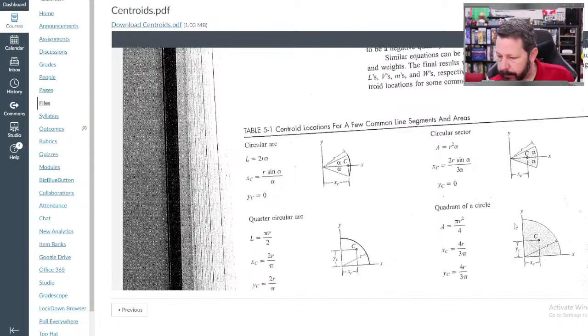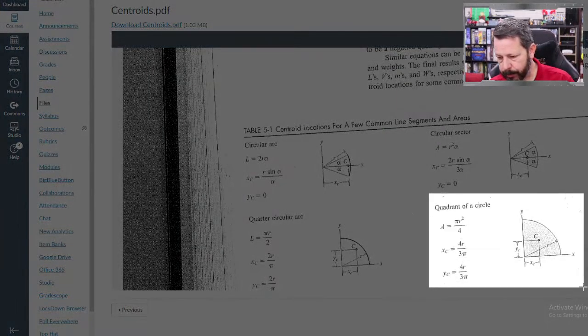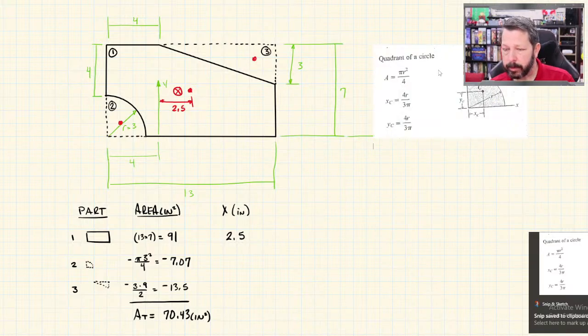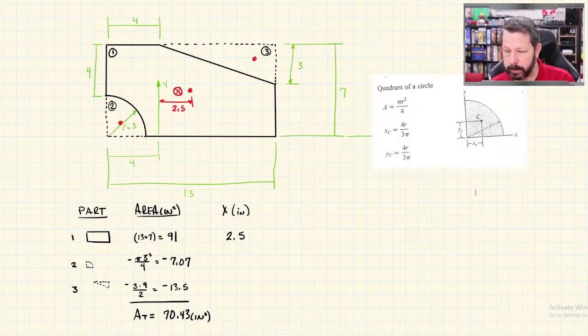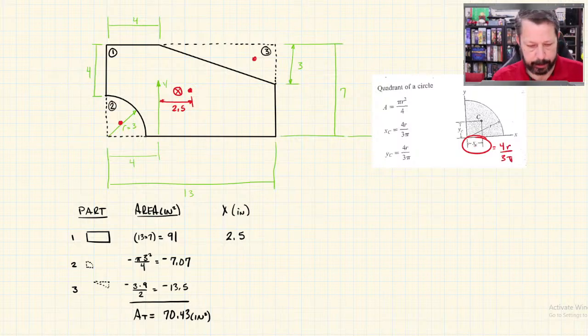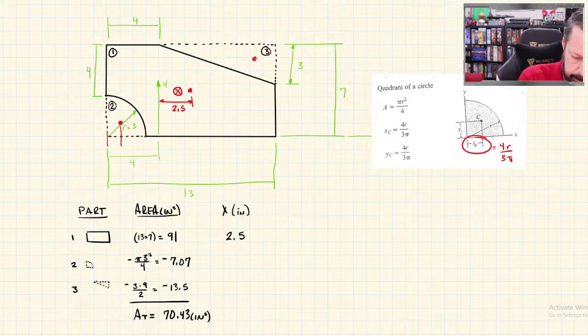All right, so it shows x sub c measured from the corner part of the quarter circle, and it gives me an equation. 4r over 3 pi is how far that distance is. So I do have to be careful with this, because that's not the number I need, but it's part of the number I need. So I'm going to take this and go back over here, and move it where you can see it. This value right here is equal to 4r over 3 pi. But on my diagram, that's that distance.